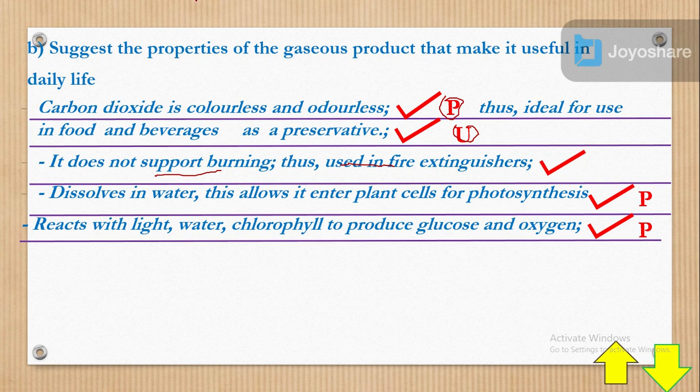As the plant roots are absorbing water from underground, the water absorbed goes with the carbon dioxide, which supports photosynthesis. Lastly, it reacts with water and chlorophyll to produce glucose and oxygen. Now this one is more of biology, but you all know that chlorophyll is the green pigment, and that green pigment enhances the production of glucose and oxygen. That is after the photosynthesis process, glucose plus oxygen.